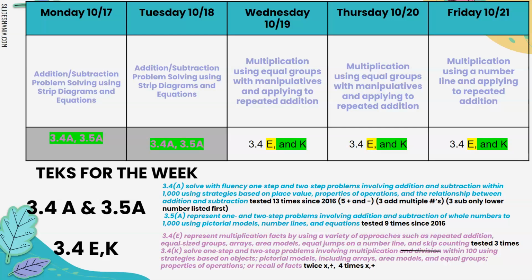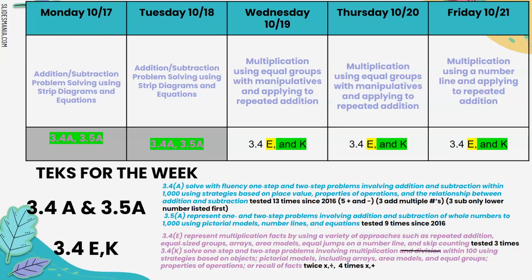But we're going to add with that 3.5A this week, which is represent one and two step problems involving addition and subtraction of whole numbers to 1,000 using pictorial models, which here is your strip diagrams mostly, number lines, and also equations. So we're talking about how to solve when we use those equations, and when we're using pictorial models, it's typically going to be a strip diagram. Every once in a while, it'll be a number line.